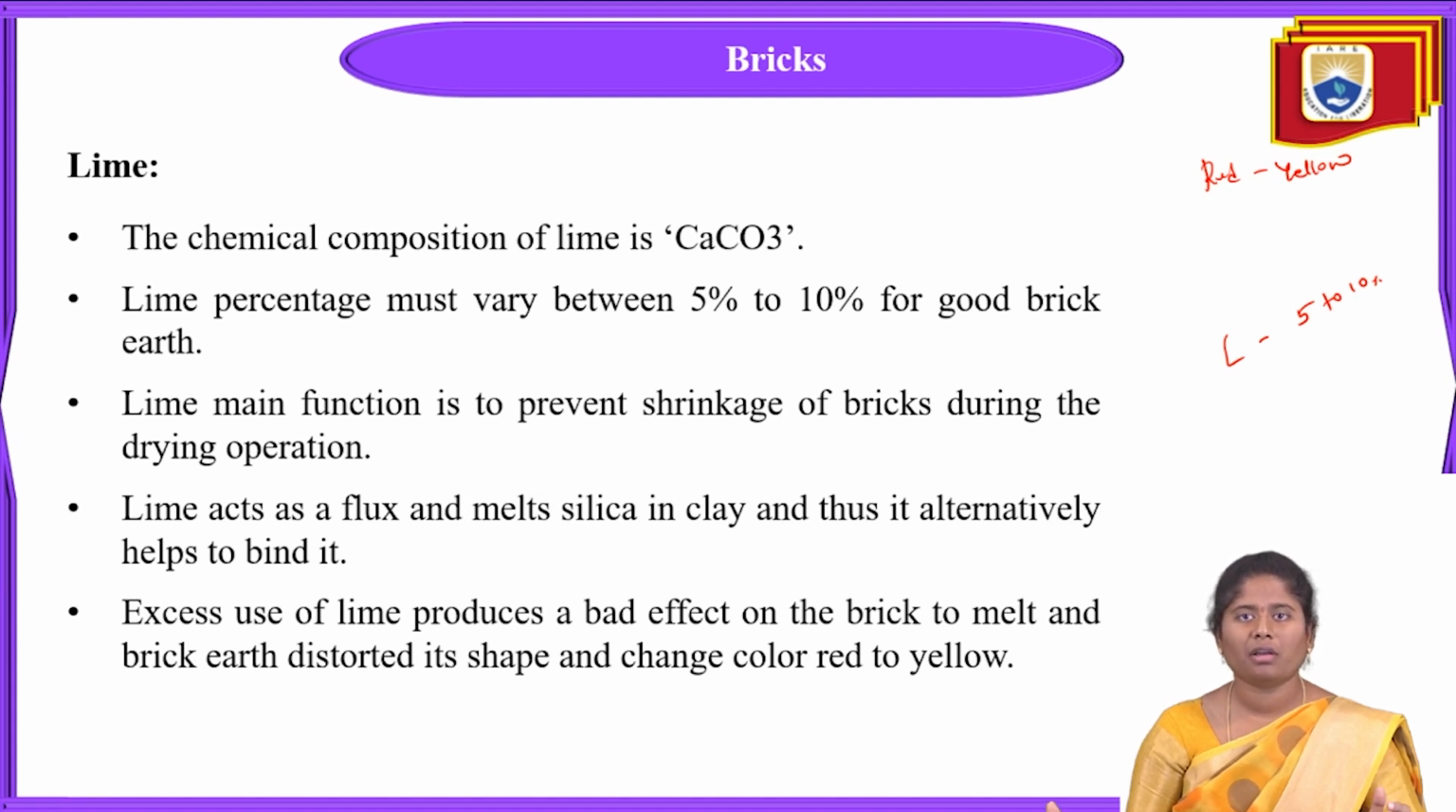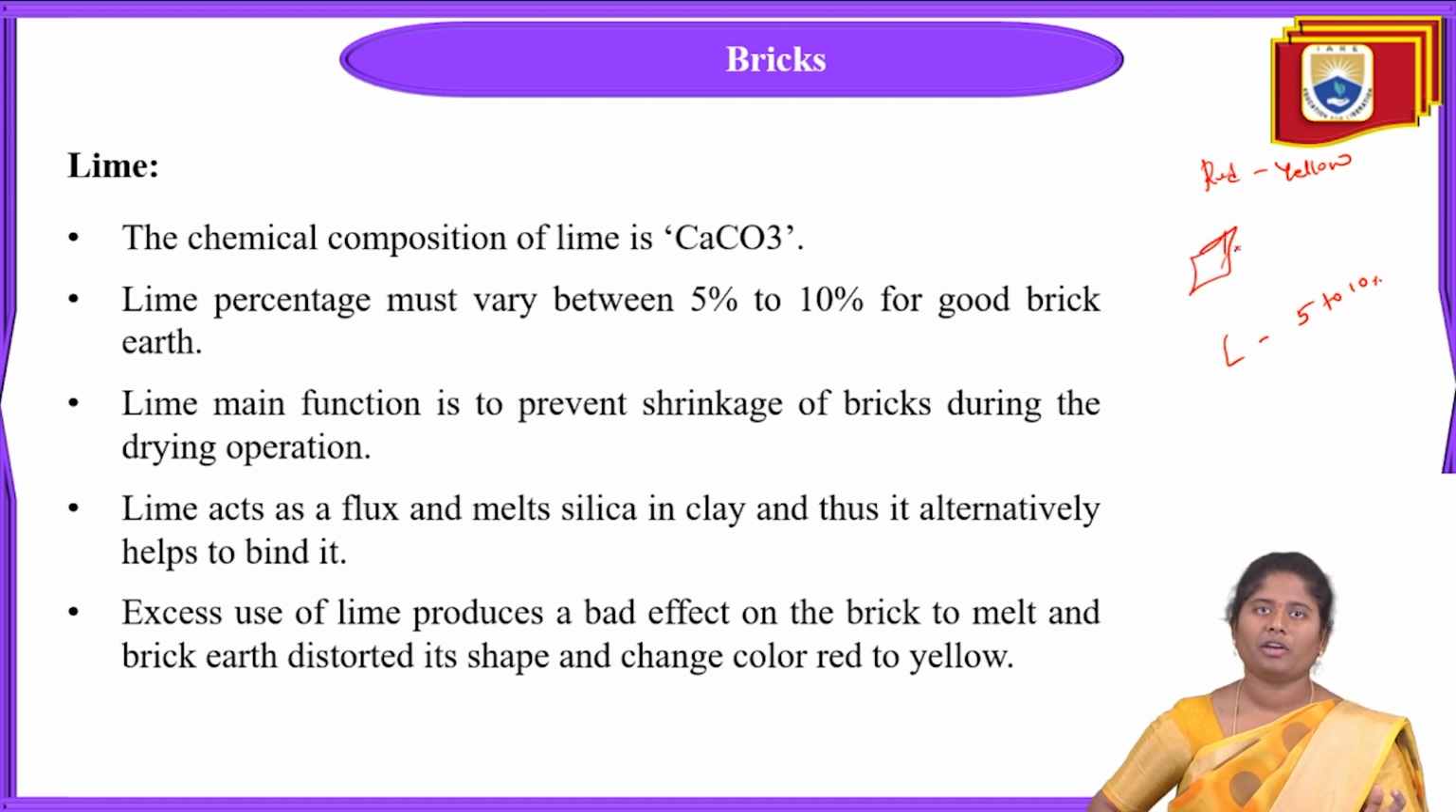Why? Because it will directly melt the brick, and it will also lead to distortion of the shape of the brick. The rectangular shape will become like a trapezoidal shape. That's why we are going to maintain the percentage of lime at 5 to 10% only.